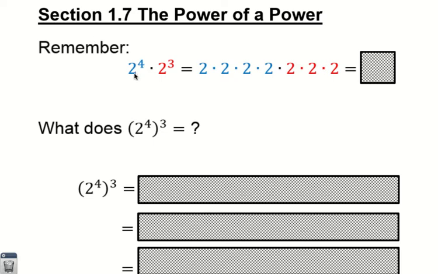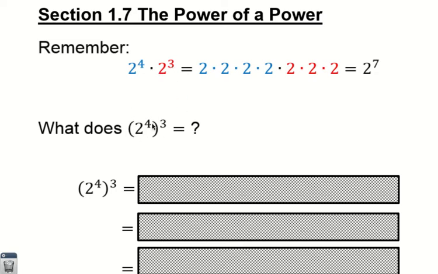Remember, 2 to the 4th times 2 to the 3rd, especially when you see it all expanded out, you're just going to end up adding these two powers together to make 2 to the 7th, right? So whenever you have some base to a power times the same base to a power, you add the powers.